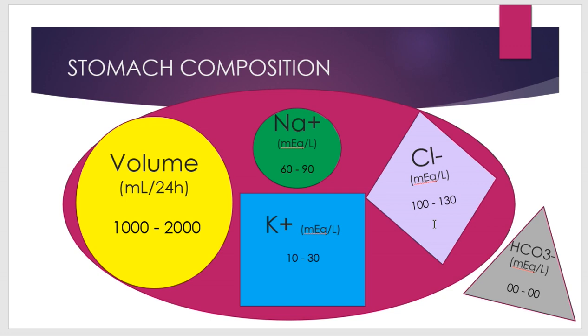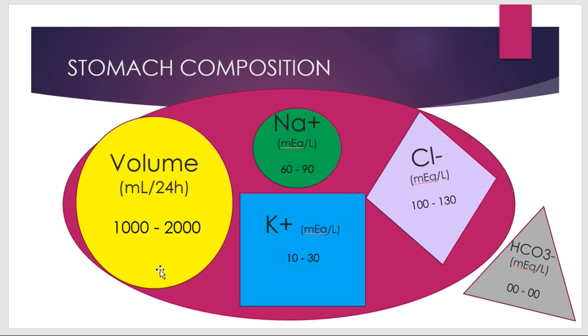Maybe something related to hydrochloric acid, H plus Cl minus. So chloride levels are more in gastric secretion. Bicarbonates, no bicarbonates, that is not seen. So gastric secretion, differential study. What are the important points?